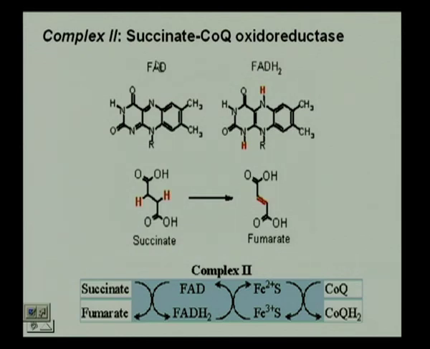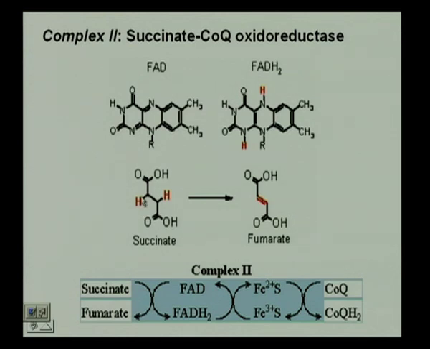Complex 2 does not transfer any protons. This is one example that I think I mentioned when we did FAD and FADH2. In the use of FAD and FADH2, succinate goes to fumarate. So, we have a double bond formation here in succinate dehydrogenase, because you are removing the hydrogens from succinate, or it is also known as succinate-coenzyme Q oxidoreductase.